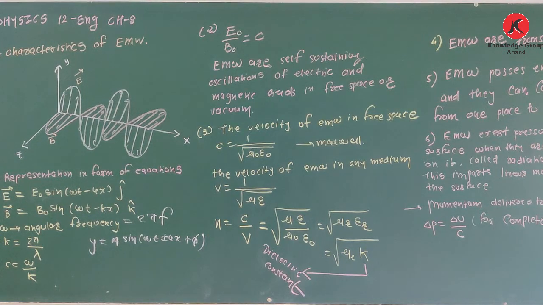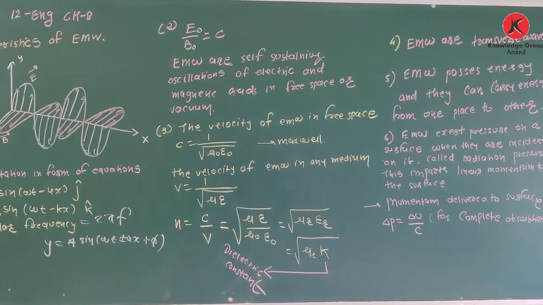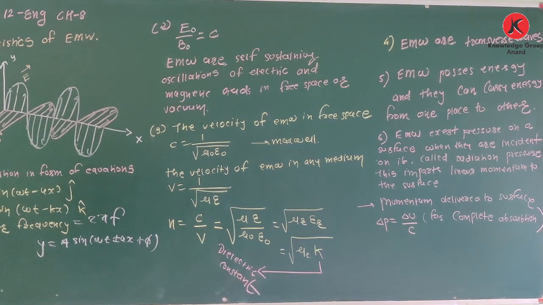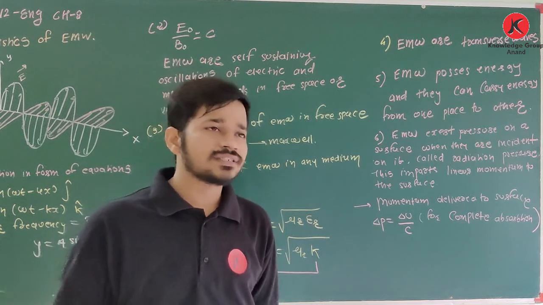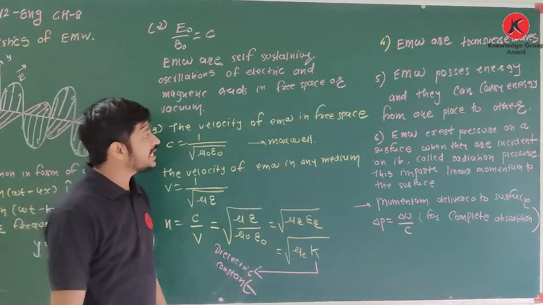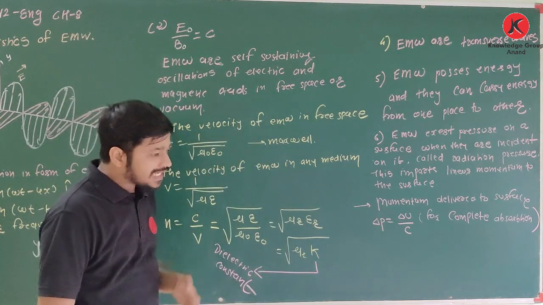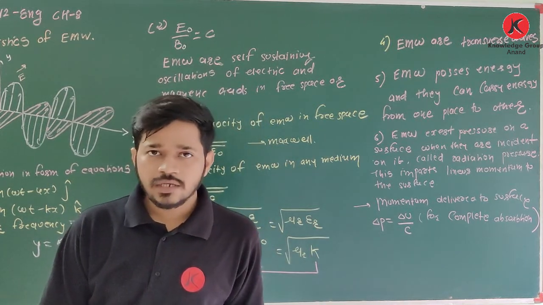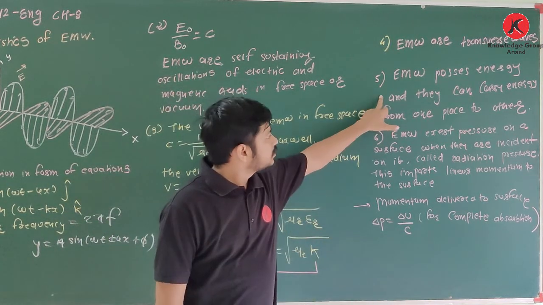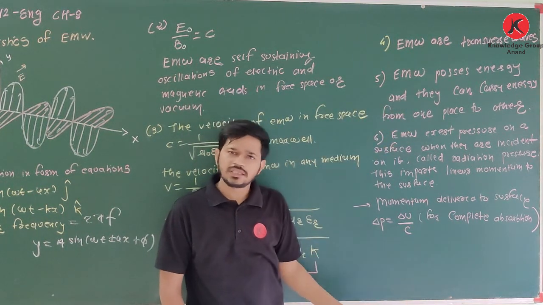Next, point number 4. Electromagnetic waves are transverse waves. As shown in the figure, it is clear. So this point you have to remember. Next, number 5. Electromagnetic waves possess energy, and as they propagate, they carry energy with them. Simple. They can carry energy from one place to another place.